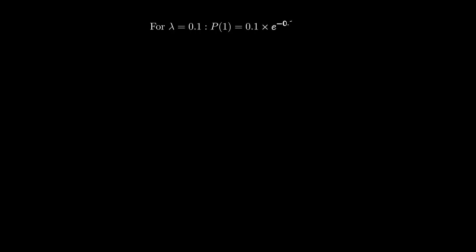For example, if lambda equals 0.1, meaning an average of 0.1 cells per droplet, then p of 1 equals 0.1 times e to the negative 0.1, which is approximately 0.09 or 9%. About 90% of droplets are empty, and only 0.5% have 2 or more cells. This ensures that most occupied droplets contain exactly 1 cell.